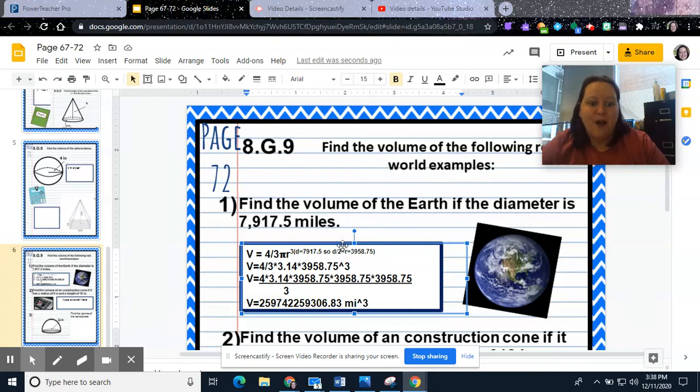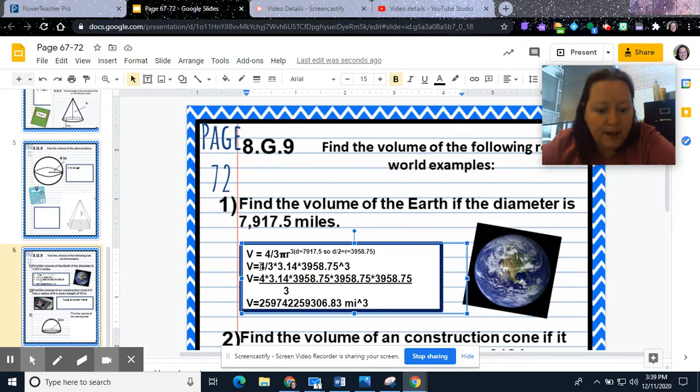Okay, this first problem is a little big. So we know since it's a sphere, we're going to use V equals 4/3 pi r cubed. And then I put here in parentheses, they tell us that the diameter is 7,917.5. And so to find the radius, we have to take that and divide by 2. So we get 3,958.75. That's the radius. So that's what we have to plug in here and take it to the third power.